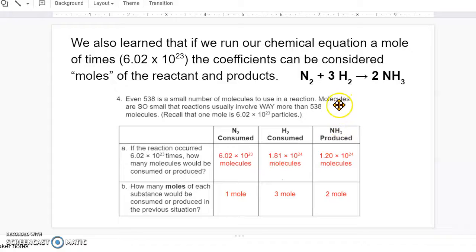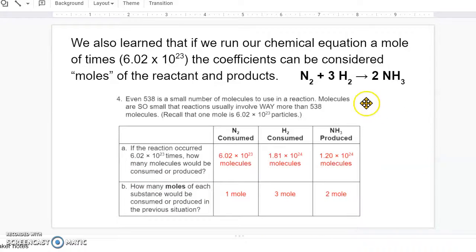If we have the ratio for 3 H2, so every time we run this, we need 3 parts H2 to 1 part N2. Well, we took 6.02 times 10 to the 23 times 3, because if we were going to run it, we would need it 3 times, so that was 1.81 times 10 to the 24. And if we were going to make 2 for our ratio of ammonia, which is NH3, we would take 2 times 6.02 times 10 to the 23, and that got us 1.2 times 10 to the 24 molecules. And because we're running it a mole of times, these become our moles.